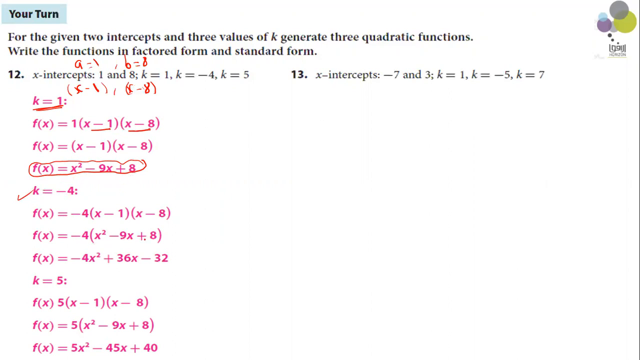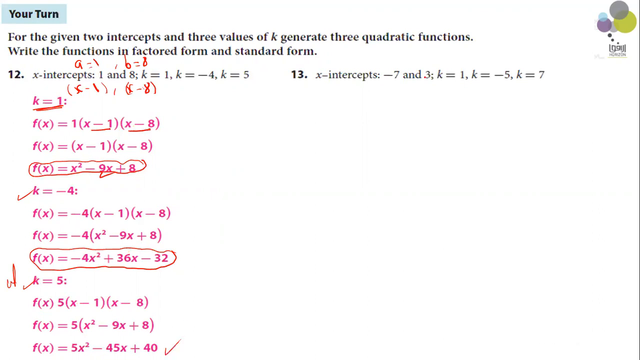Negative 4 multiplied by the trinomial x squared minus 9x plus 8. Okay, so you will get the second one. If k equals 5, now we will multiply 5 by this trinomial, because this is the basic one, x squared minus 9x plus 8. This trinomial comes from the product of two binomials, two linear factors. And this is the result.